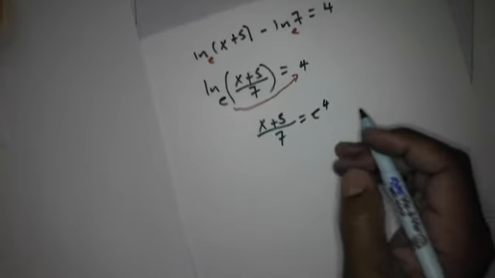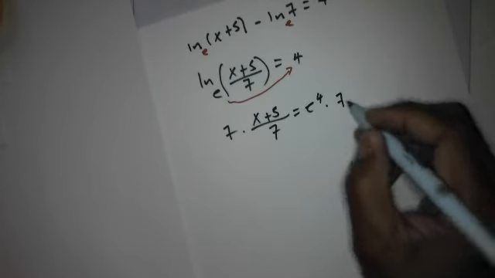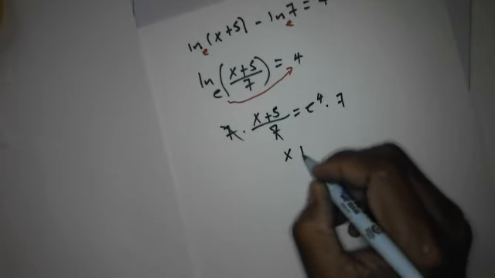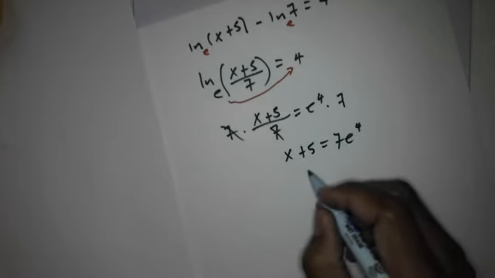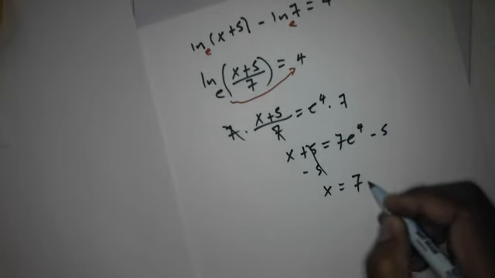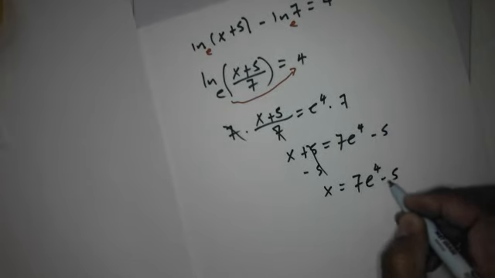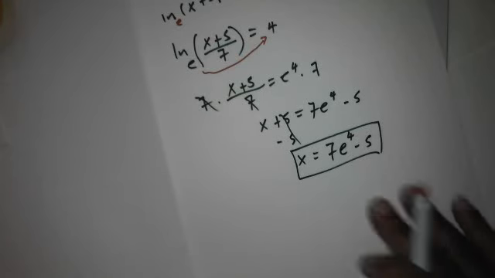Let's work it in terms of e first. So we would multiply both sides by 7. So this would be x plus 5 equals 7 e to the 4. And we subtract 5 from both sides. So x would equal 7 e to the 4 minus 5. This is the exact answer. Okay. Or let's put it in terms of a decimal.